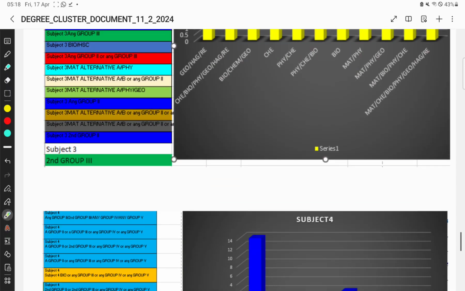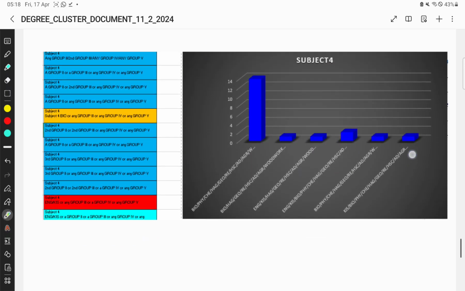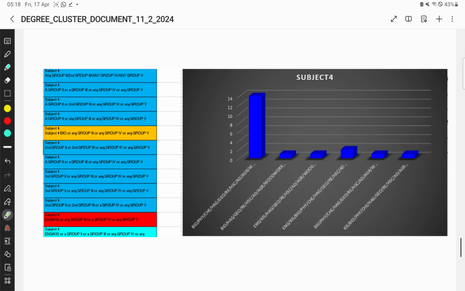Then we have the fourth one, the fourth subject, whereby a combination of group 2, group 3, group 4 and group 5 takes the lead. So this means that a huge scope of subjects will take the lead of up to 14 different subject clusters. So this is very, very important for you to have an overview of which areas you need to take very serious consideration as you focus in your studies.